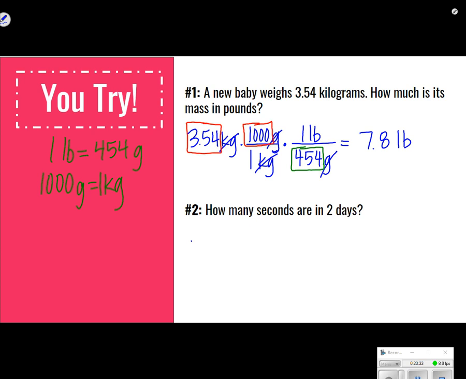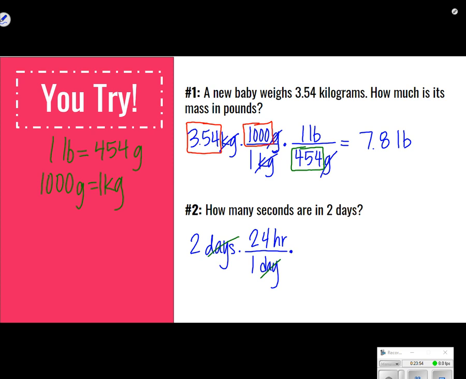For 2, how many seconds are there in 2 days? So we're going to start with 2 days. And remember, the goal is to get units to cancel. We want 1 in the numerator, and the same unit in the denominator. So we're going to go from days to hours. So in 1 day, there are 24 hours. Days cancel with day.